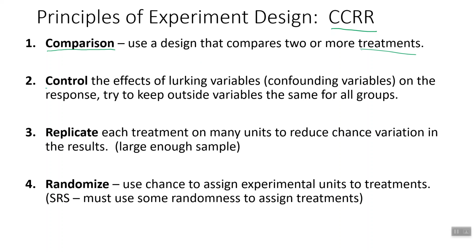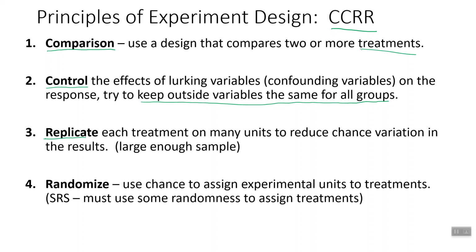We are going to have control. And I'm not talking about a control group. We're going to control for outside variables. So we're trying to keep outside variables the same for all groups. All right, we'll go over confounding variables or lurking variables. They're just another variable that could influence the outcome that we're not necessarily trying to measure.